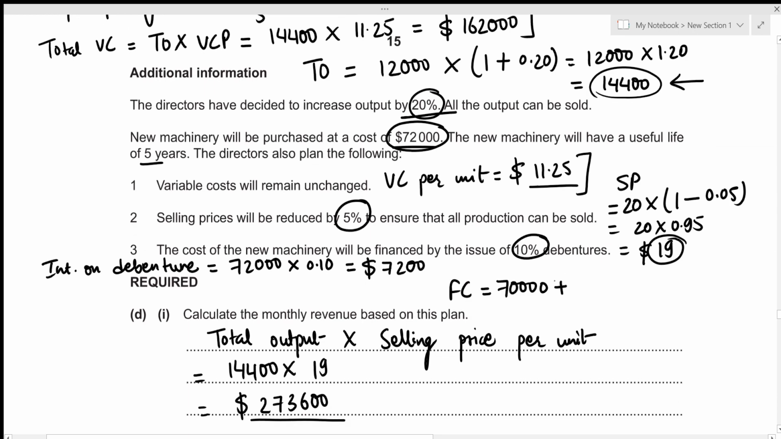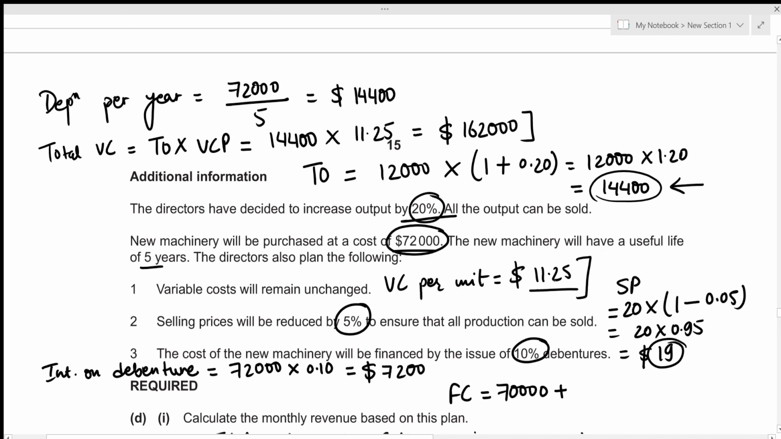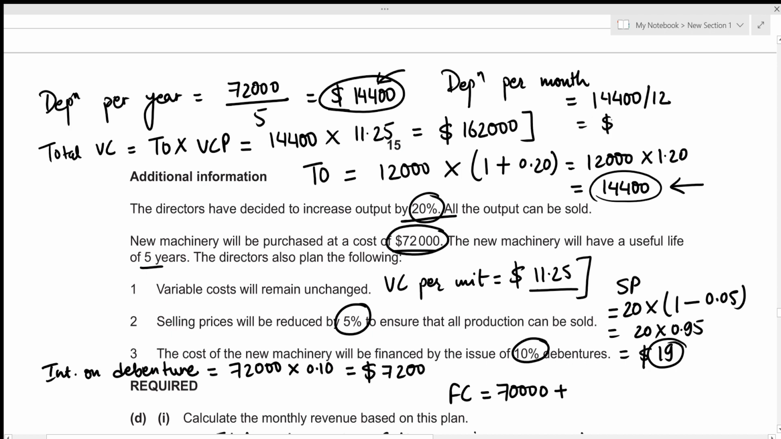And we know that we also have our depreciation for new machinery, right? And we figured out the total depreciation for 12 months. Let's figure out the depreciation per month. So if this value is of 12 months, then for 1 month, that is just going to be 14,400 divided by 12, which results in the value of 1,200. Let's add this to the fixed cost.